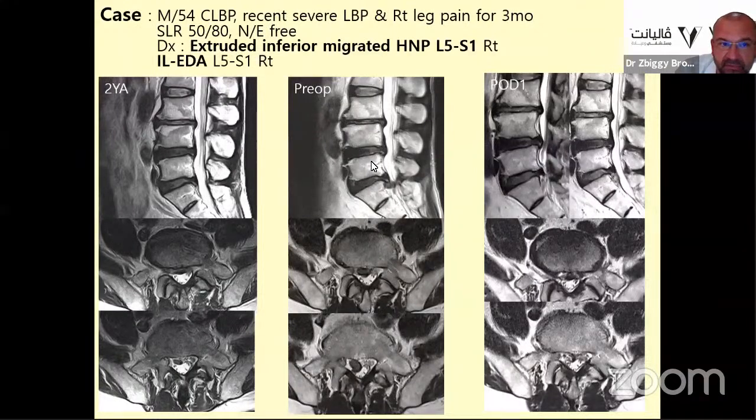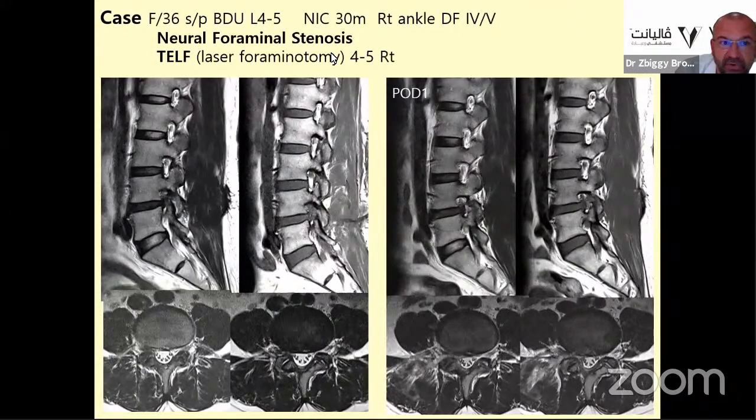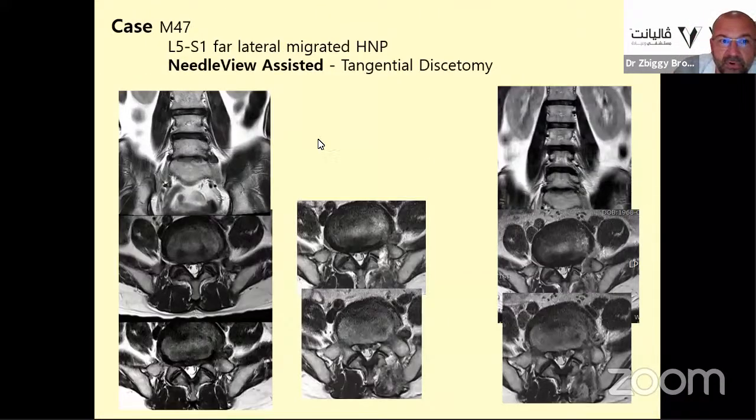This is the pre-op, and the day after the surgery, the patient nicely improved. He was basically pain-free. Another one with neuroforaminal stenosis, we did laser foraminotomy at the level L4-5 on the right side for this case, without using the drills, only this laser presented before. Here there is a male patient with L5-S1 bilaterally herniated disc.